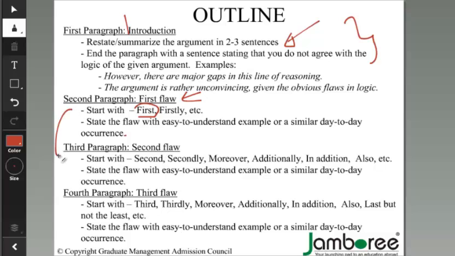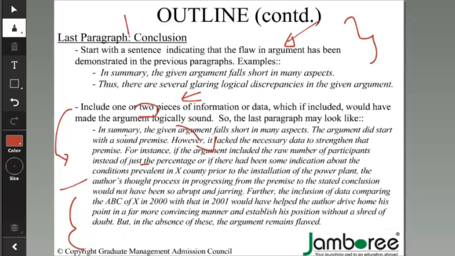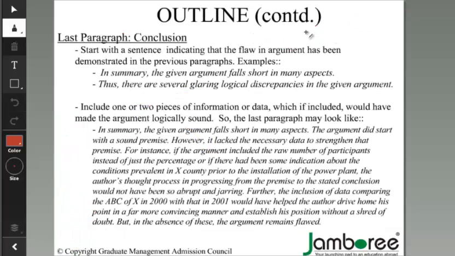Same format you have to follow with the third paragraph, which should be the second flow, and the fourth paragraph will be the third flow. Similarly, when you're transitioning from the first paragraph to the second flow, to maintain continuity, you can use secondly, or moreover, additionally, also. So the transition words are very, very important, right? Last paragraph, conclusion.